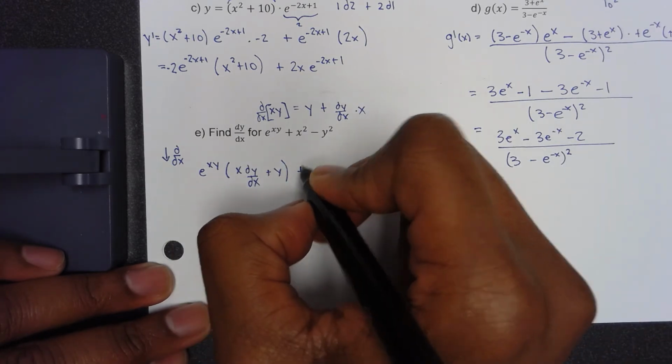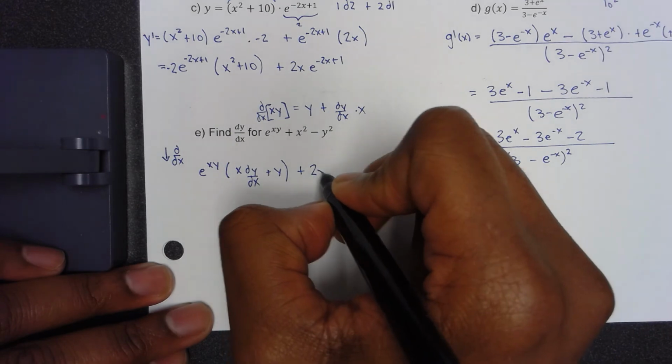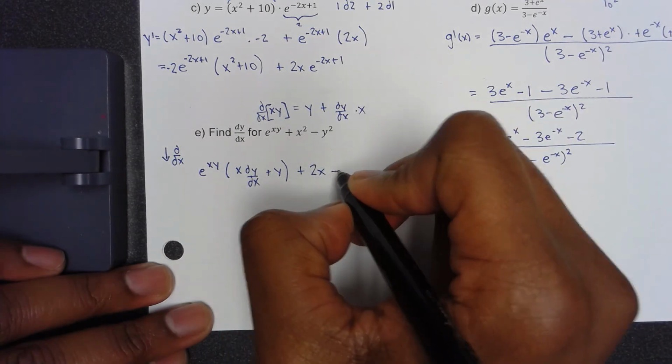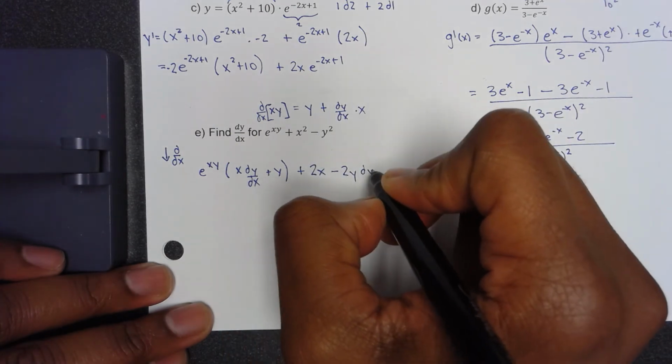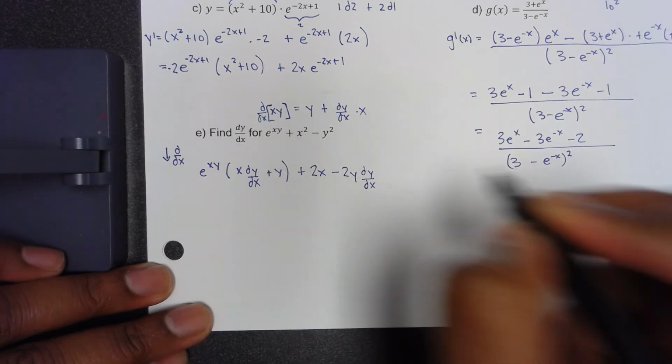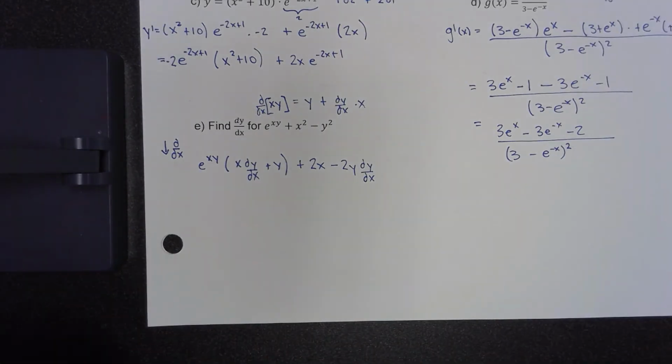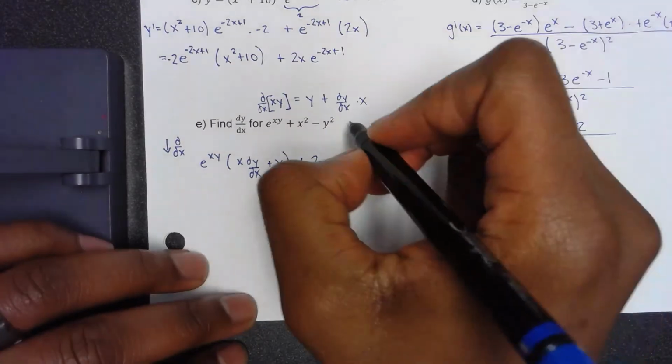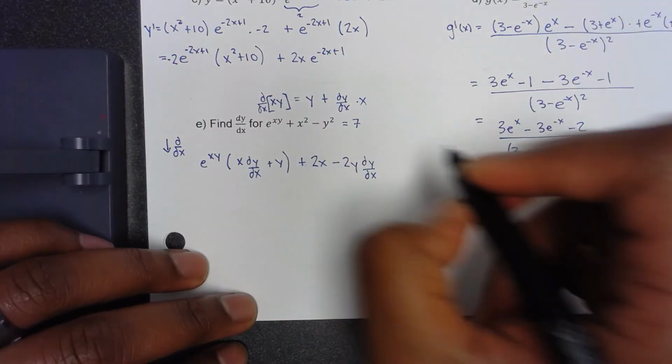then plus the derivative of x squared, which is 2x, minus 2y dy over dx. Oh, you know what? Make this, I don't know, equal 7. So that equals 0.